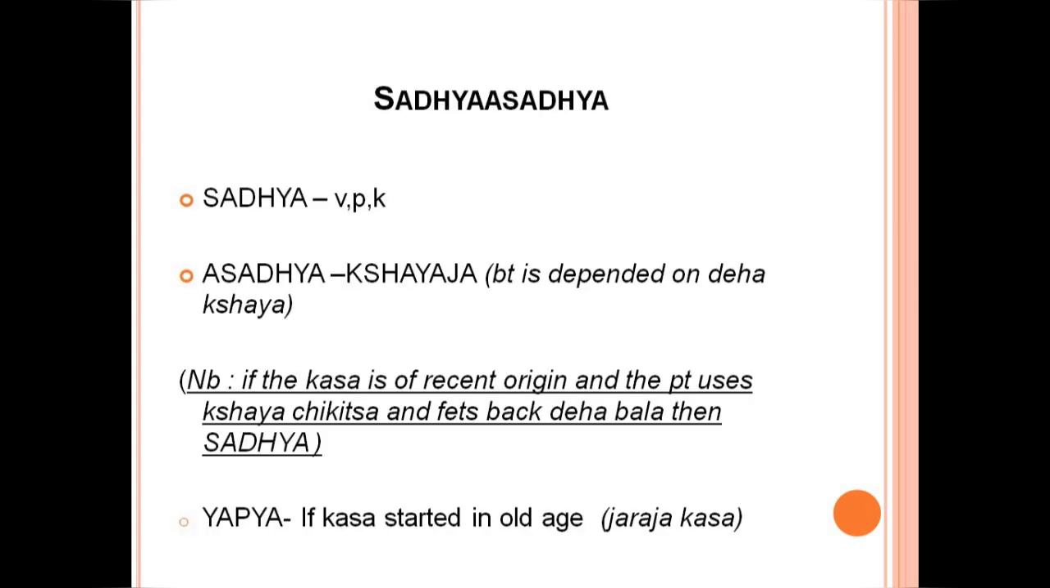And Sadhya Asadhya. Vataja, Pittaja and Kaphaja are Sadhya, and Asadhya is Kshayaja. So Kshayaja is Asadhya, but if Kshayaja is of recent onset and the person can undergo Bala treatments or retain back his health, then it's Sadhya. But otherwise, if it crosses a certain level, then it is Asadhya. Then Yapya: if Kasa starts in old age, which is Jaraja Kasa, it is Yapya. It is a tad bit difficult to cure.